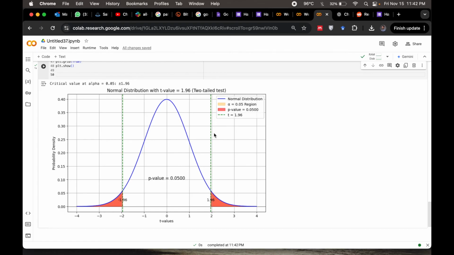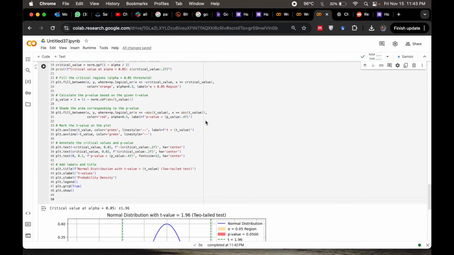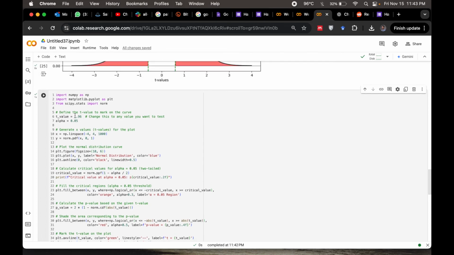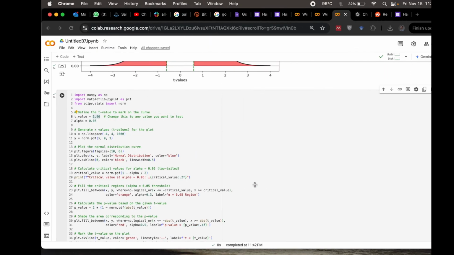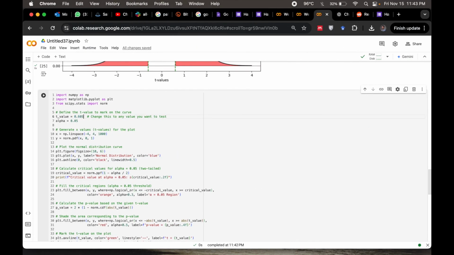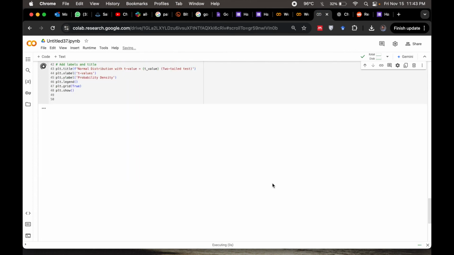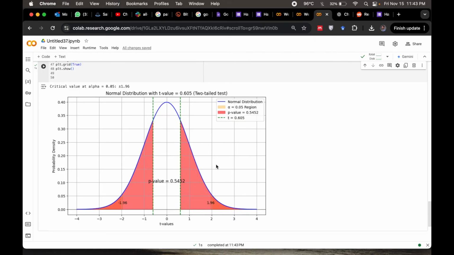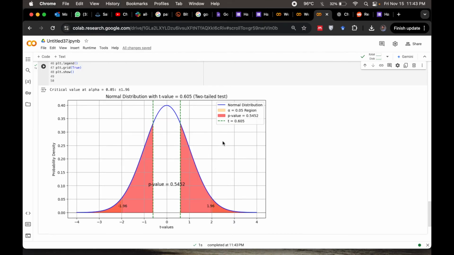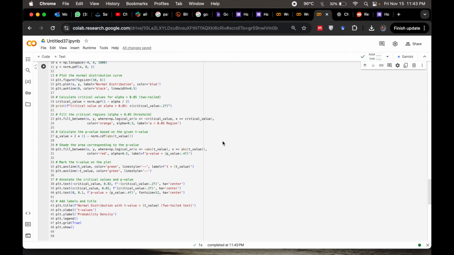So this is the 1.96 and 0.05 is, oh, they are overlapping regions. Might as well just change it very quickly. Let our t-value be the test statistic 0.605, and then run this and see what do we get. Okay, yeah, the colors are overlapping. Seems to be red, and let's just change this color just a little bit.